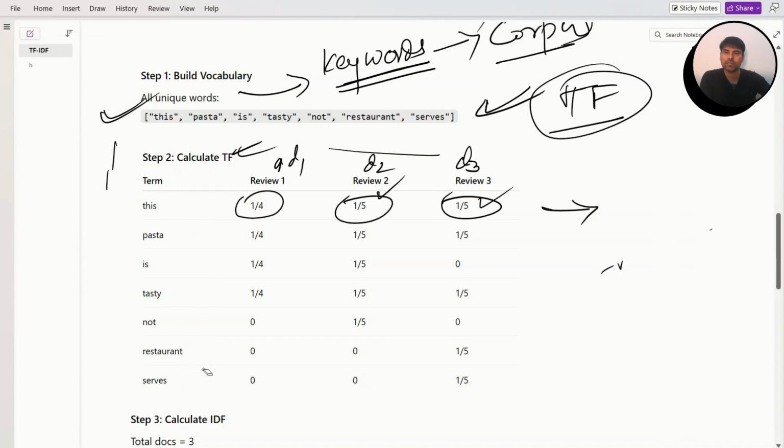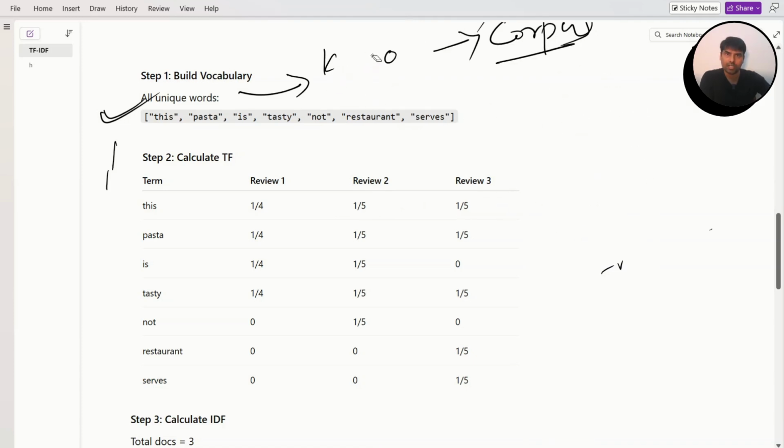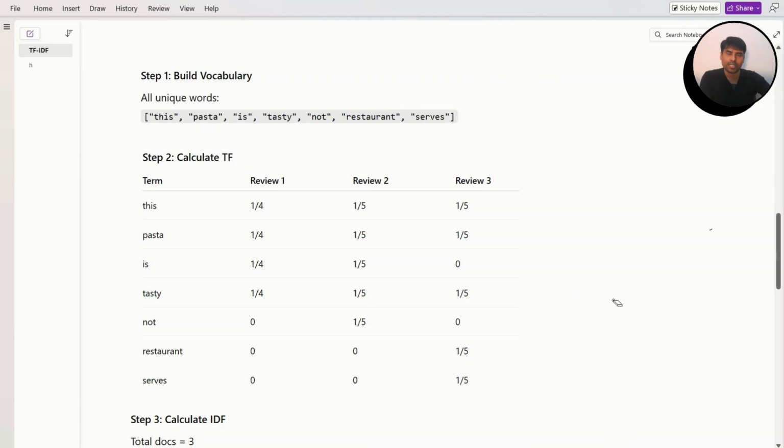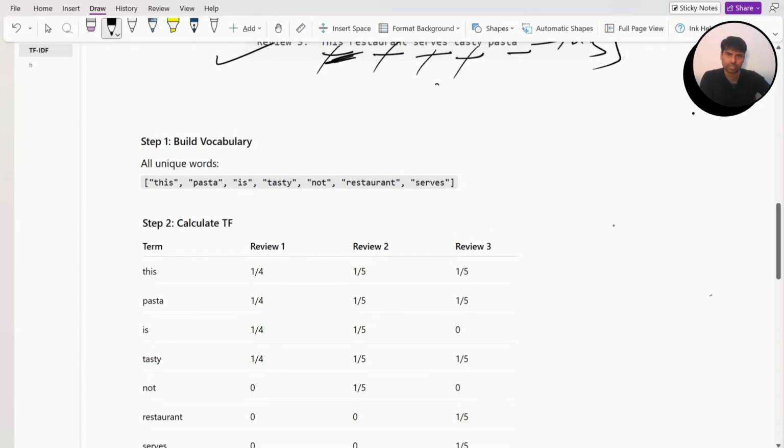Generally, you don't have to do this manual stuff. We have a model for this. Machine learning does everything for you. But here, I just wanted to explain the intuition first, how it is calculated. You don't have to do manual calculation.